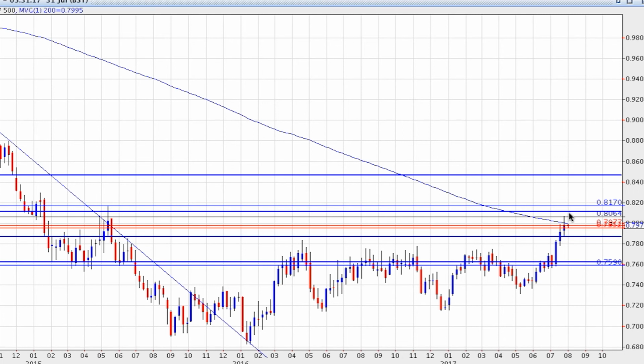Keep your eye out for the 61.8 Fibonacci level, which is set at 81.15, and keep your eye as well on that former structure high there around the 81.70 region.